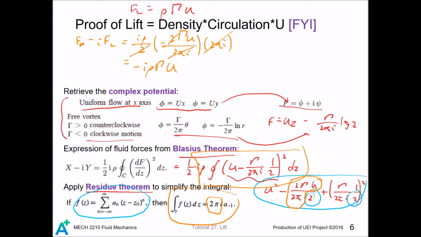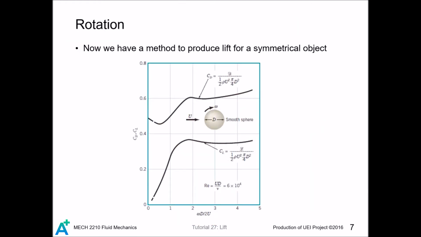And compare the real and imaginary parts, we get the drag force equals 0, and the lift force is this guy, which is proportional to the strength of the vortex. So, by the virtue of the theorem in the last slide, we now have a method to produce lift for a symmetrical object over a uniform flow. That is, to apply some rotations on the object. If the rotation is clockwise, then the lift will be upward.